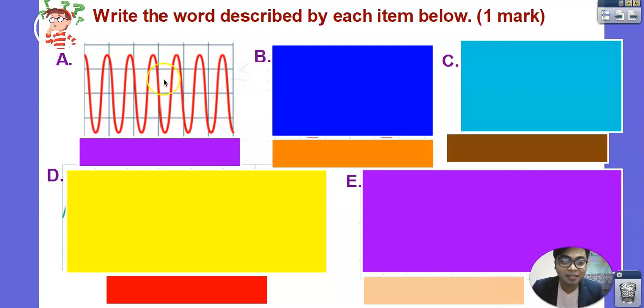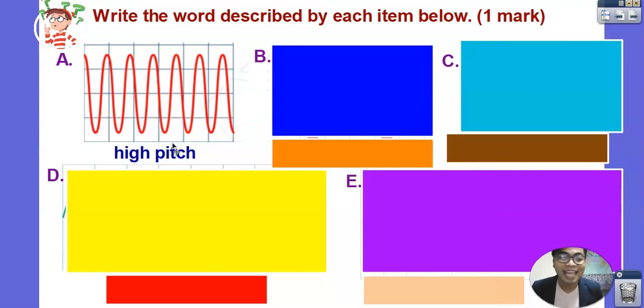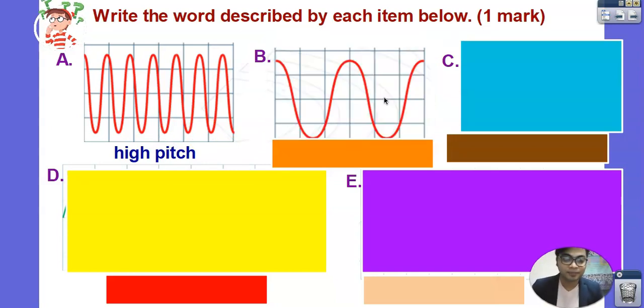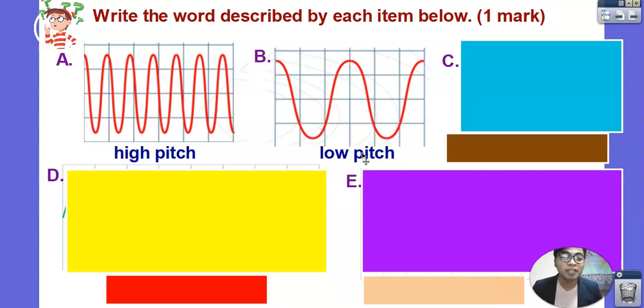Do you have the answer? Let's see. It's high pitch. Are you correct? That's awesome. Let's take a look with letter B. Letter B shows a low pitch sound. This one is more frequent. The amplitude, the waves tend to be more frequent. It's shorter and it's closer with each other. And B, it's farther from each other.